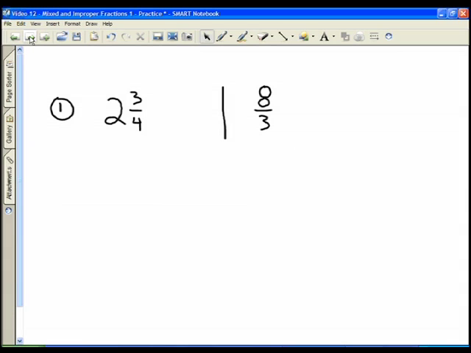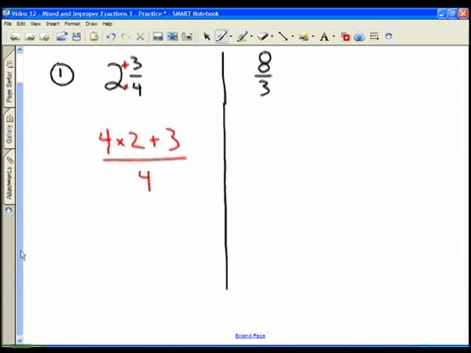So in this first example, 2 3/4, we need to change into an improper fraction. So we have to remember that there is a multiplication sign here and an addition sign here. And so 2 3/4 is the same as saying 4 times 2 plus 3, all divided by 4. 4 times 2 is 8. 8 plus 3 is 11 fourths.